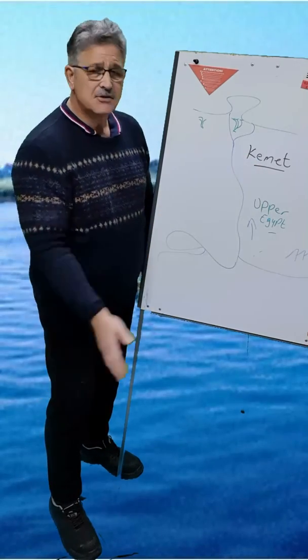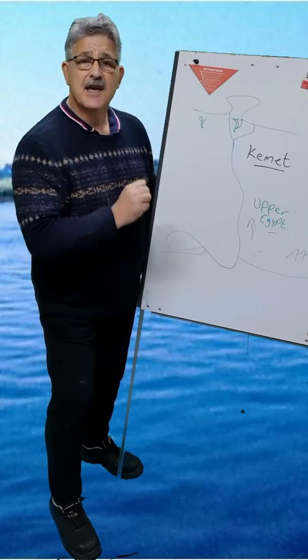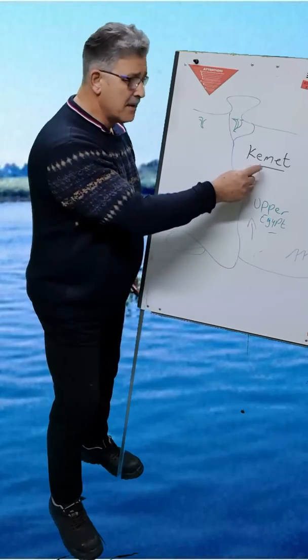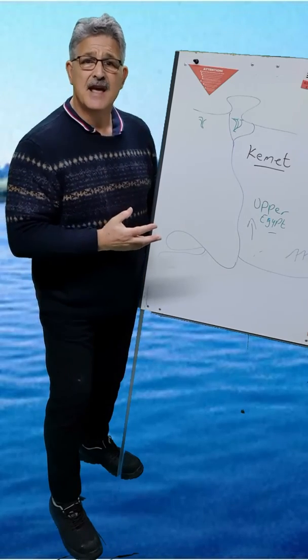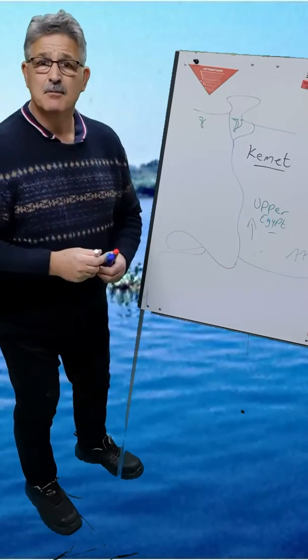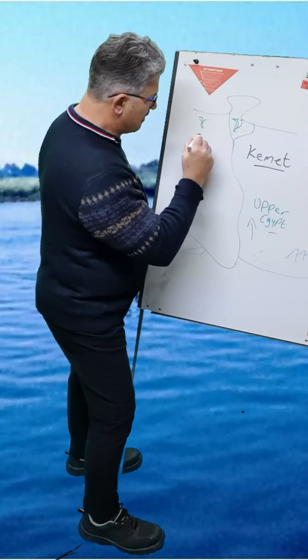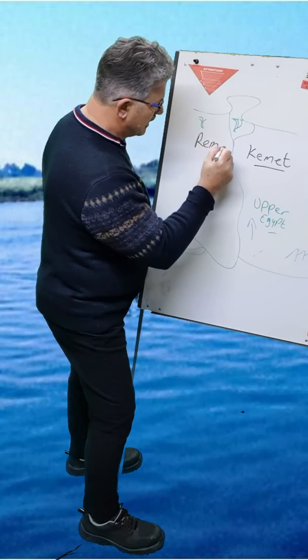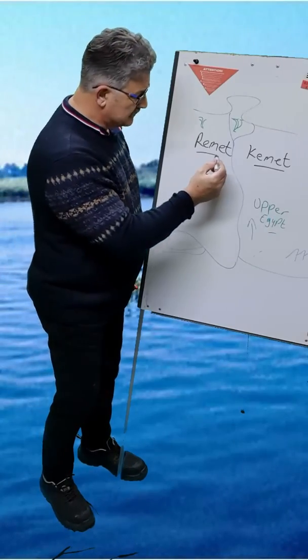Now, later on in their history, when the Greeks ruled this land, they changed the name from Kemet to Egyptus, which is where you get the modern name Egypt from. But the people who lived in this landscape before they were conquered by the Greeks called themselves Remet Kemet, the people of the Black Lands.